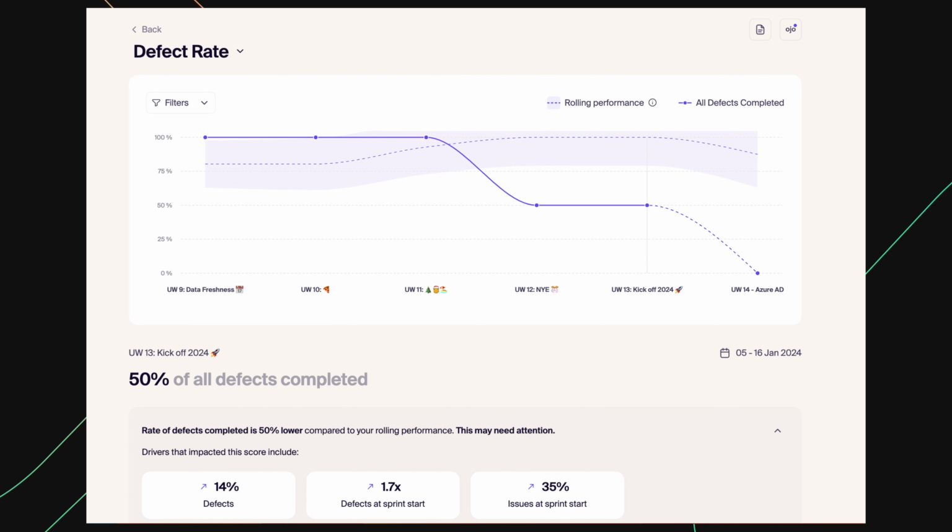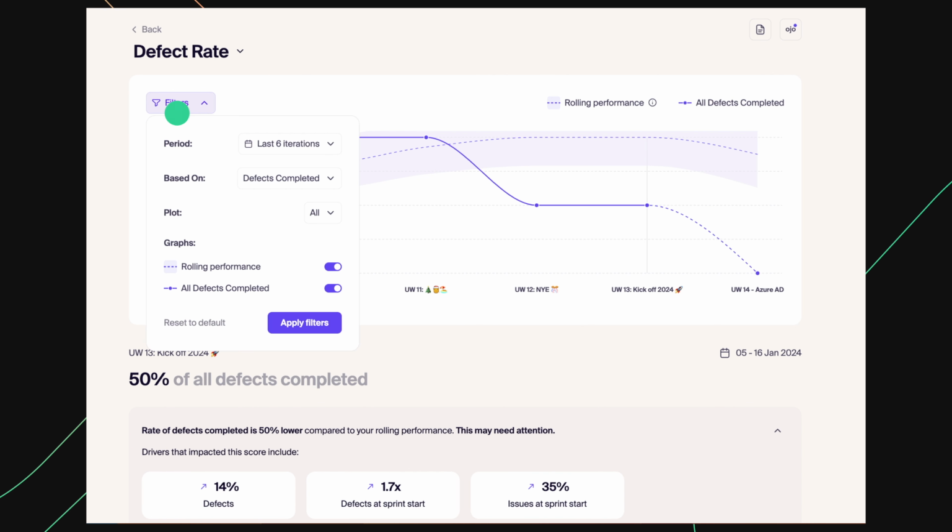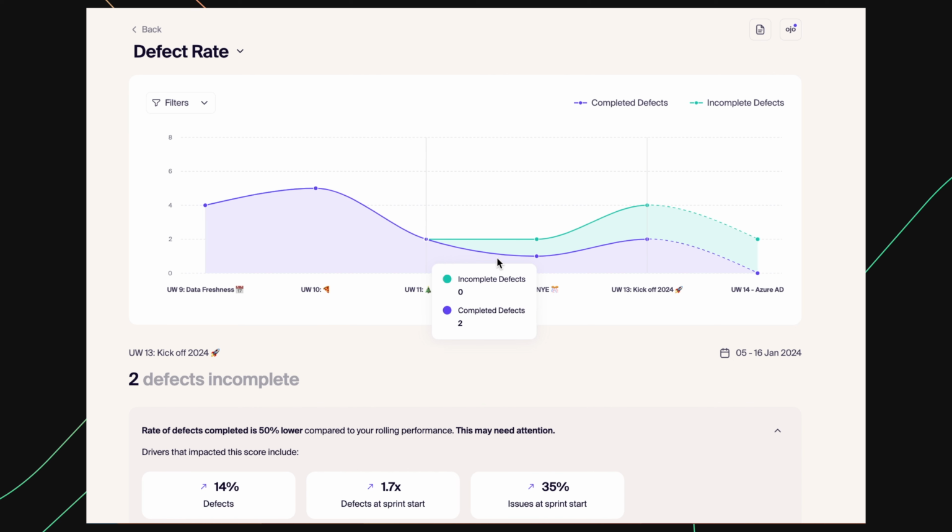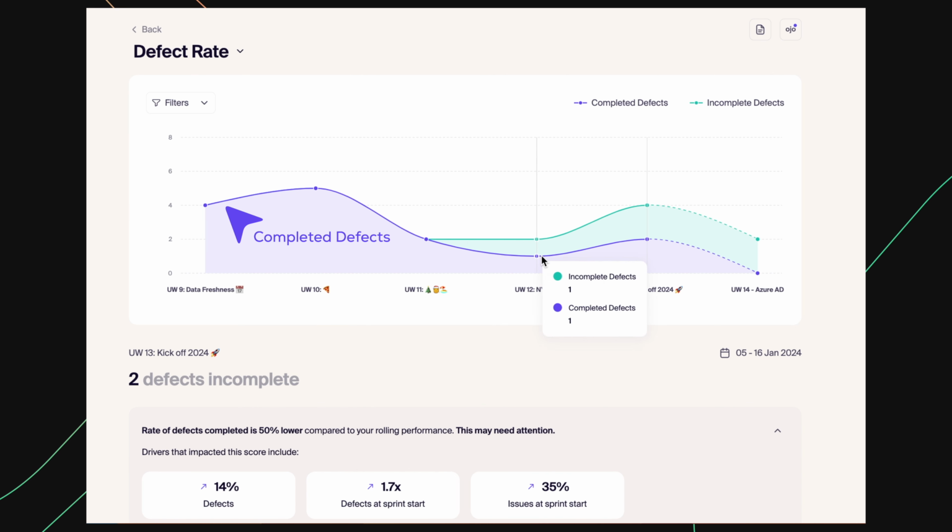The first is the defects that are completed relative to all defects assigned. You can plot this based on all, or you can take a cumulative view to really understand of all defects assigned, how many have been completed and how many remain incomplete.